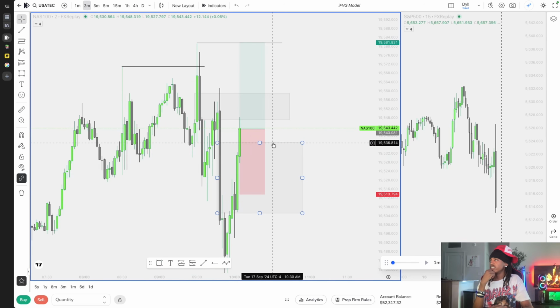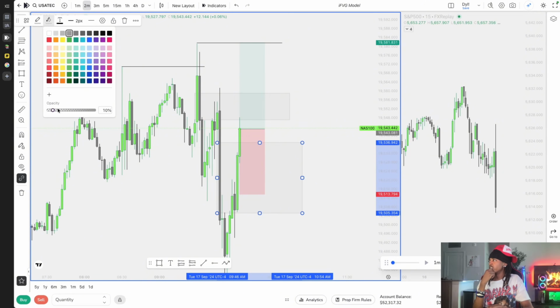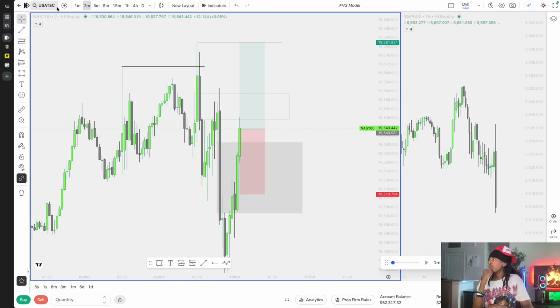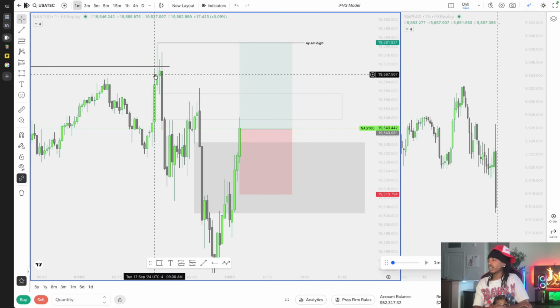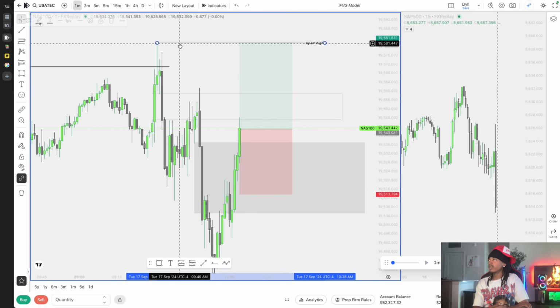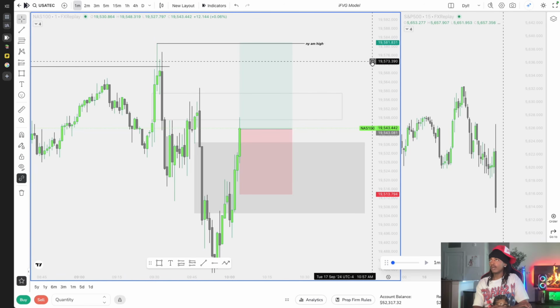I usually like to use the highest time frame one. So this will be the inversion that we're entering off of. This will be the 1 minute that I want to see how we react off of. And then we're targeting the New York AM high right here. The New York AM high is like the 9:30 candle, or the highest high in New York session after open.